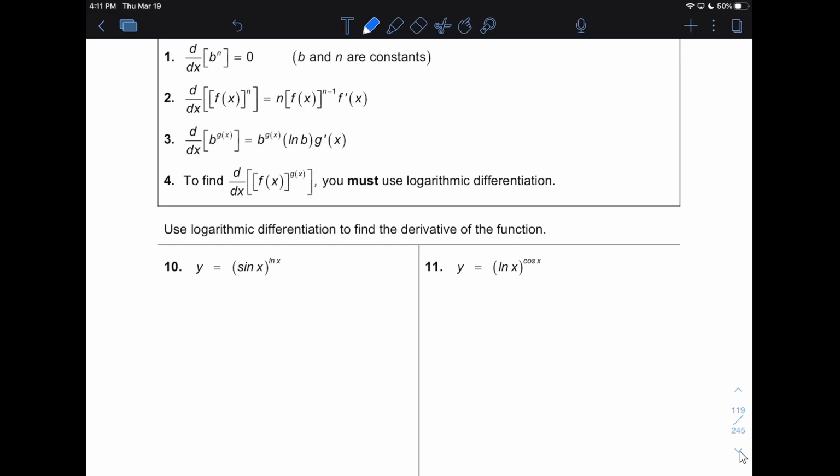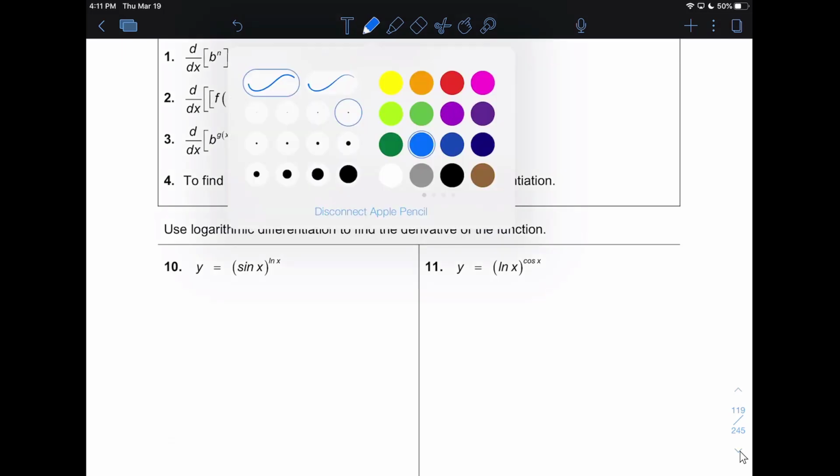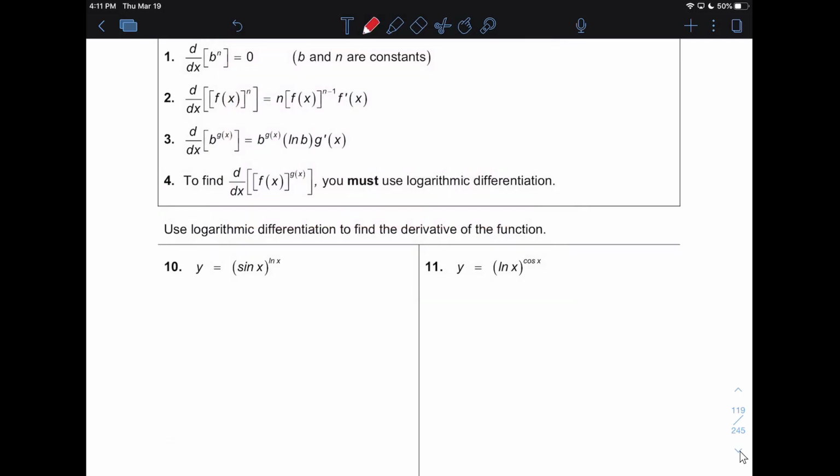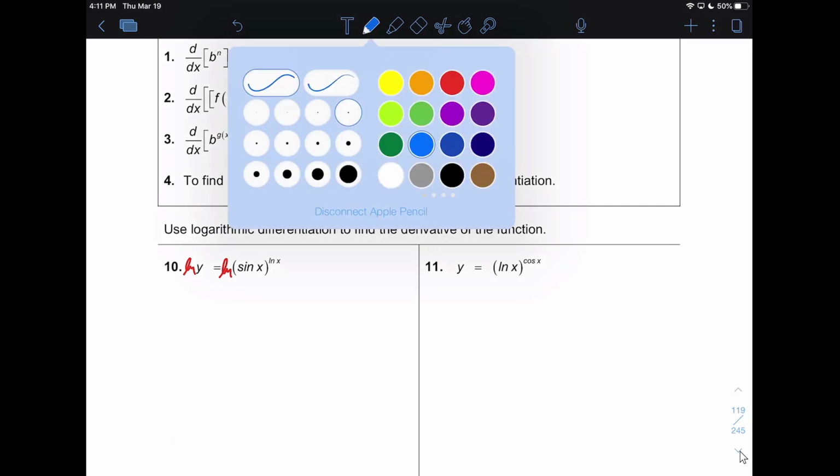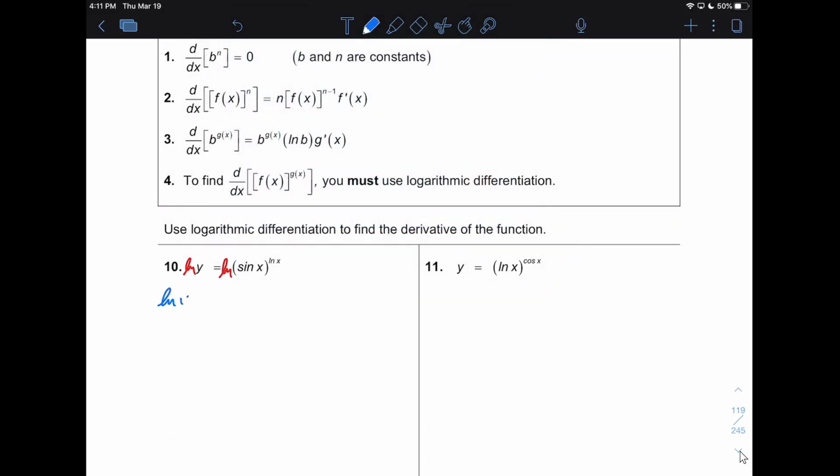So they want us to use logarithmic differentiation to find the derivative of the function. So first thing you want to do is you want to ln both sides. So then you're going to have ln of y equals, now we can use the log property to bring this ln of x out in front. So we'll have ln of x times the ln of sine of x. I'll just put those things in parentheses.